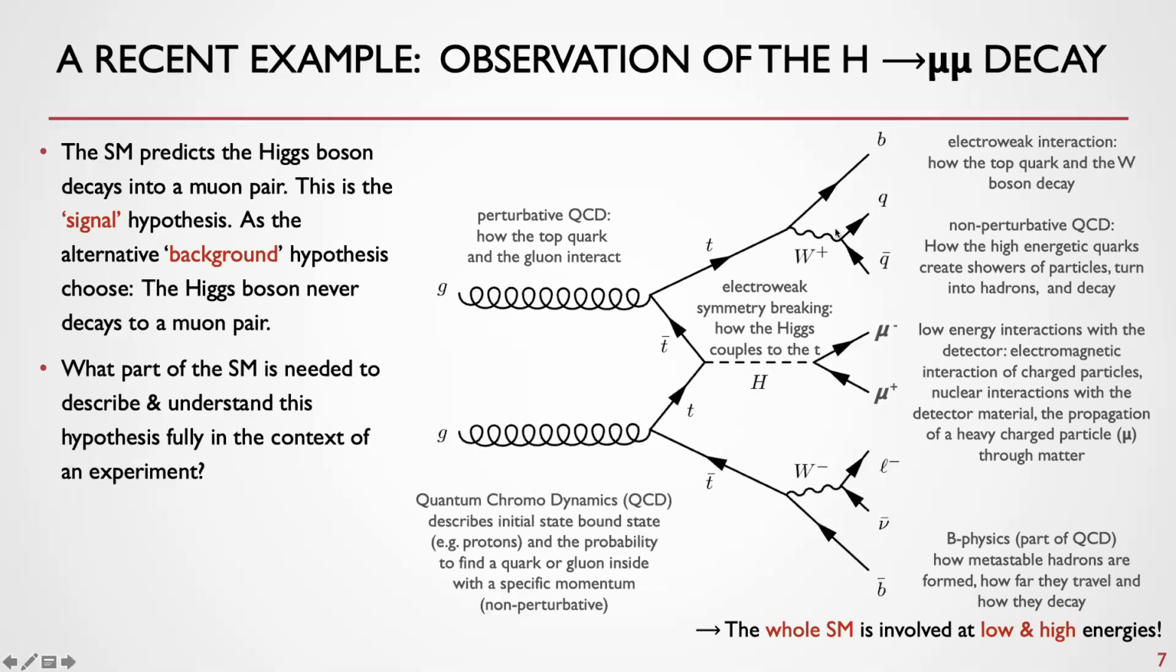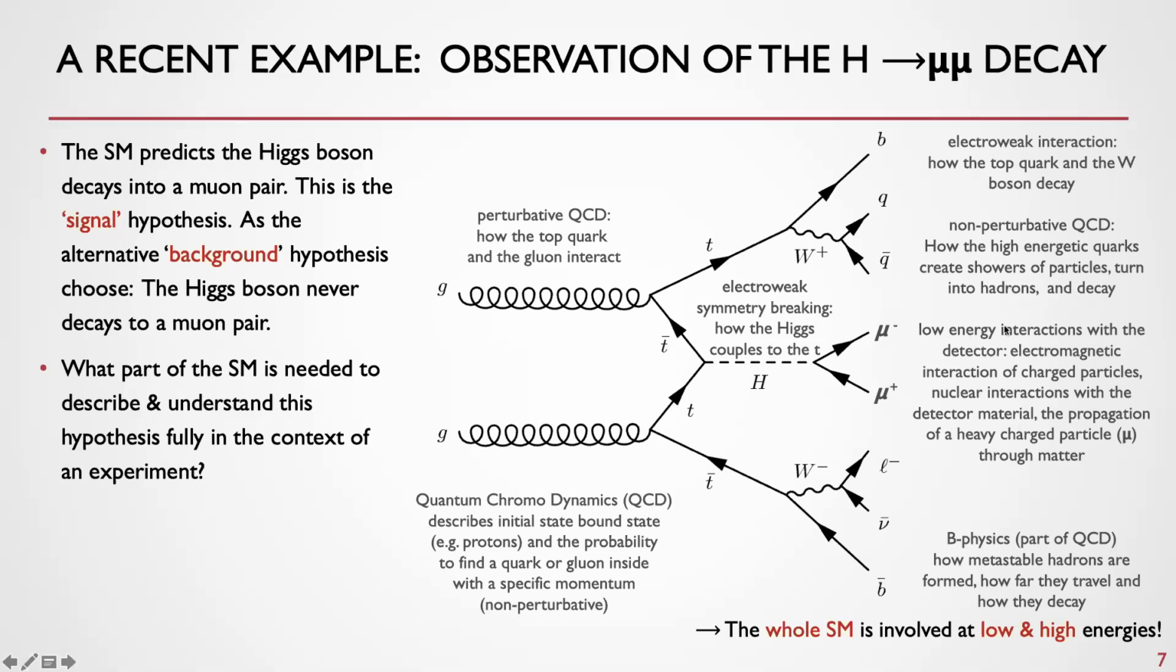We need to understand how the W boson decays into quark-antiquark pairs, how the top quark produces a B quark. We need to understand how these quarks behave once they are ejected from the hard scatter, that they hadronize, that they first create showers of particles that then hadronize and finally decay. This is the low energy hadron physics regime of the standard model.